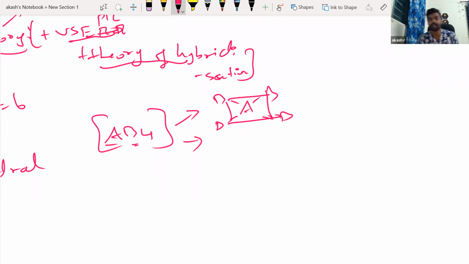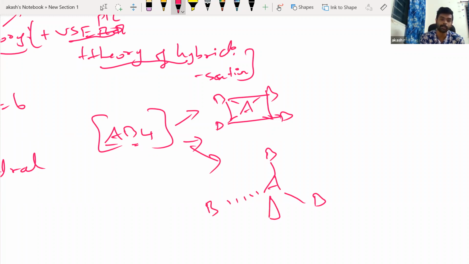The other possibility is that we can have a tetrahedral shape. We know how tetrahedral looks, so we need something like this. Two bonds will be in the same plane, and two other bonds will be protruding towards you and going away from you from the plane. This is the shape of tetrahedral. This is square planar. This is tetrahedral.